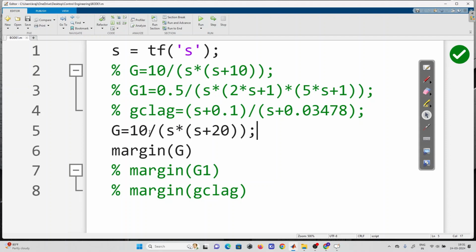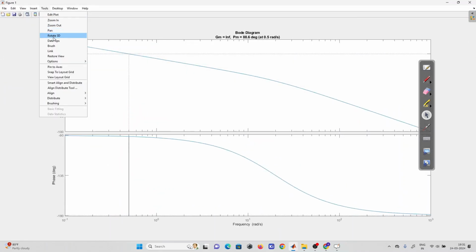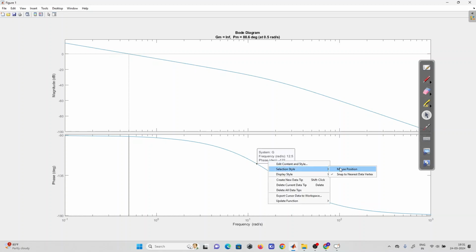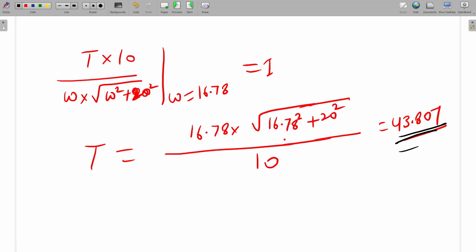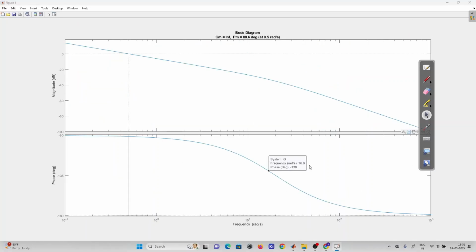So the K value we have calculated. What was the frequency? Frequency was 16 only. We are getting 16 only. So tools, data tip. Minus 126, 127, 130: 16.8. Already we have calculated that value, 16.78. At minus 130 degree, 16.78. So here also we are getting the same 16.8.